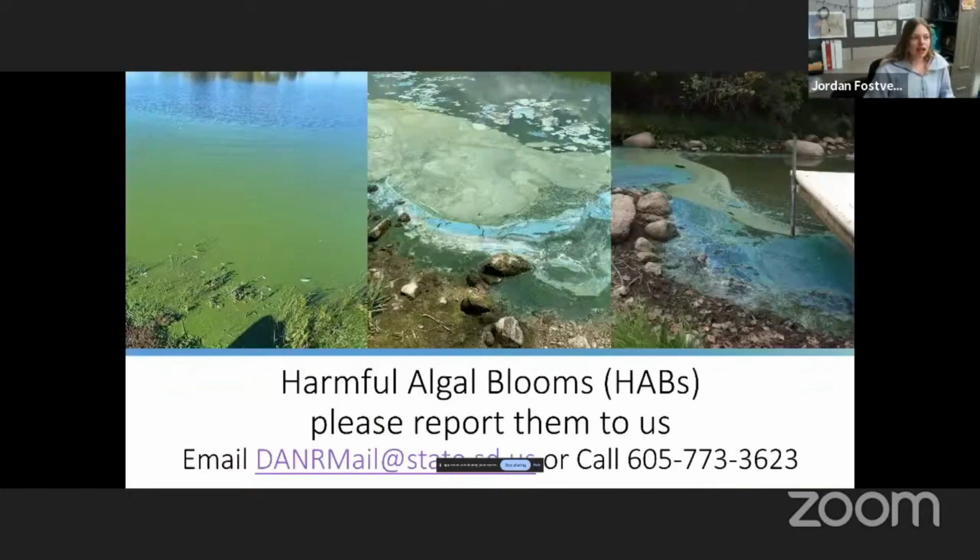This is a harmful algal bloom. This green water is what they look like. This is what microcystin might come from as a toxin. If you see something that looks like this, please report them to us. We'd like to know. We can't be everywhere at once, so we need eyes all over the state. If you see something, please take a picture and email it to that email address right there, or you can call us at that number.